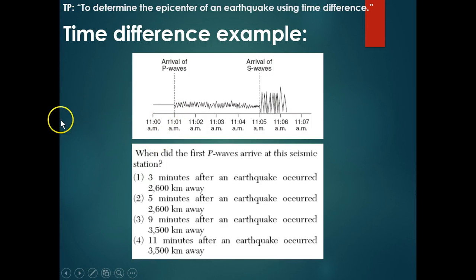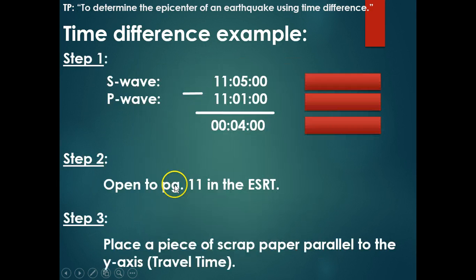So somewhere back here, the earthquake actually happened, and then at 1101, at this location, the P wave was first felt, and then 4 minutes later, the S wave was felt. So we want to know, how long was the P wave traveling for? Well, we know it's going to be one of these, because we calculated 2,600 kilometers. So 3 and 4 are out. So either 3 minutes or 5 minutes. Let's see how we're going to do that.